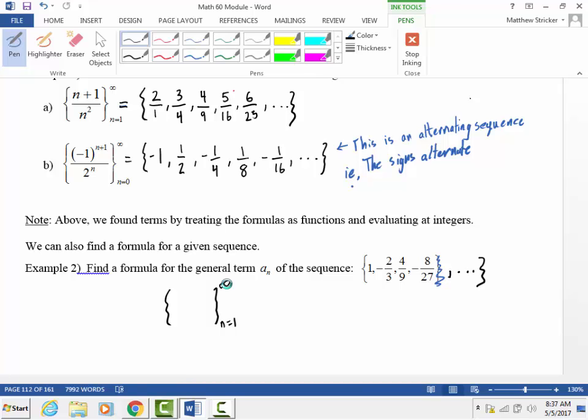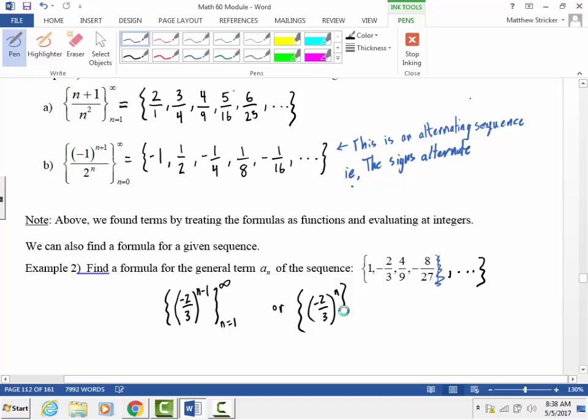All right, so the answer that I came up with was -2/3 to the n minus 1. But some of you also had this answer as well. You had -2/3 to the n, and you started n at 0 instead of at 1, which is fine. The key is you need the first term to be 1.